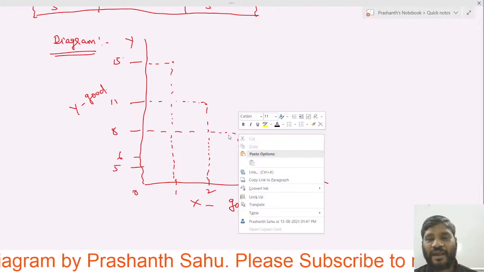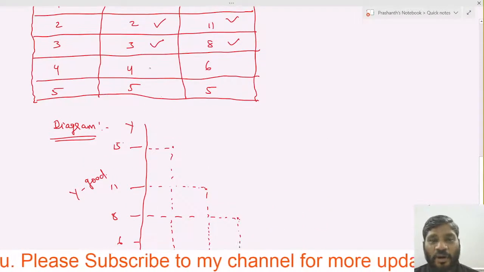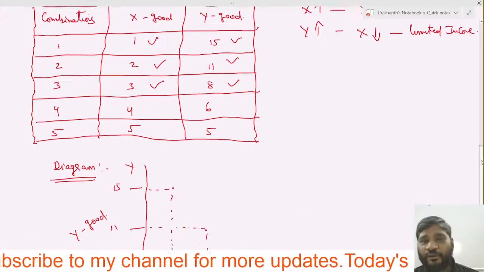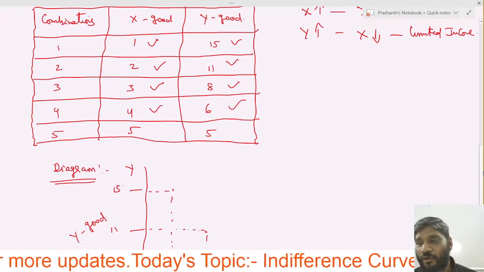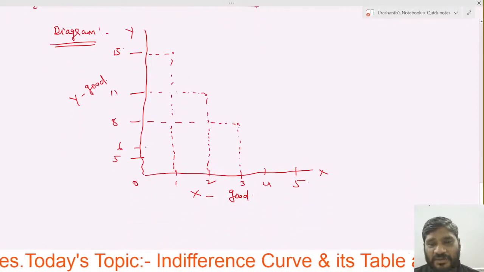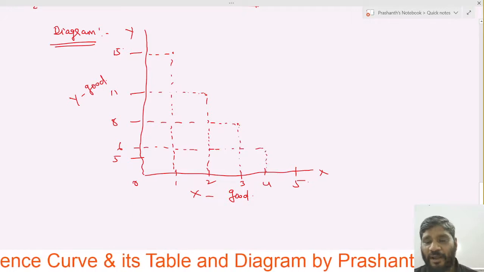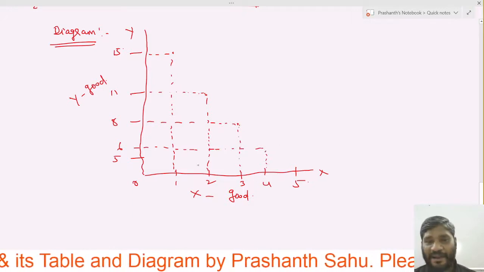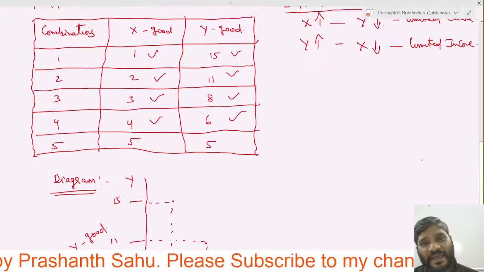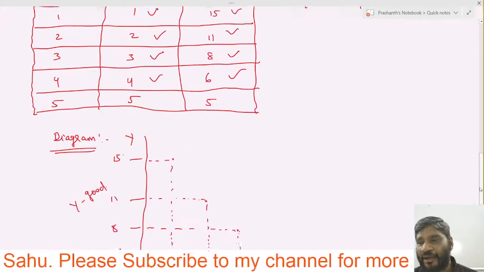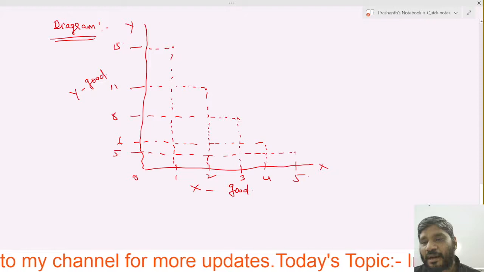So here we used to get one point. Next, 4 units of x good and 6 units of y good. Here I have taken 6 units of y good and 4 units of x good. In the same way, last, both are same now: 5 units of x good and 5 units of y good. So here I have taken out another line.